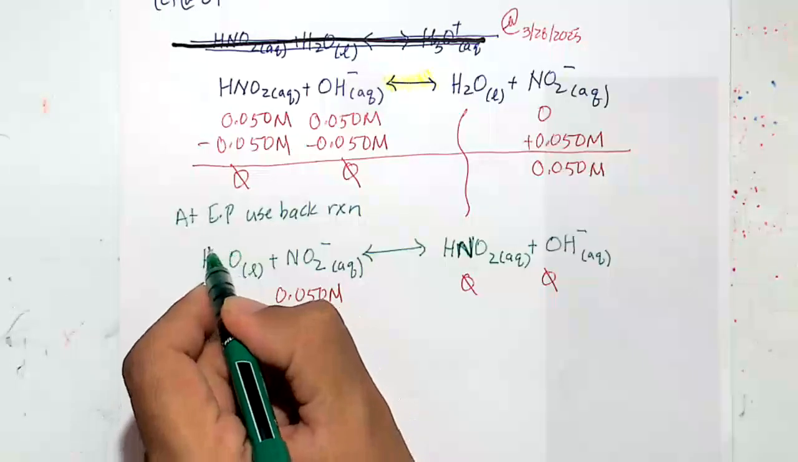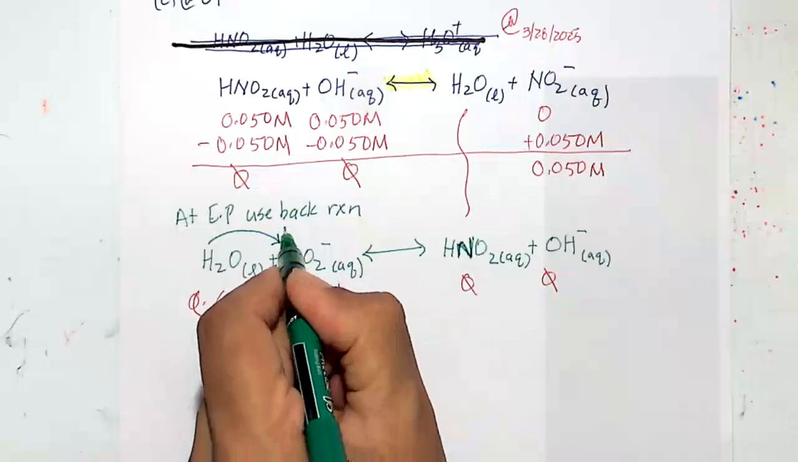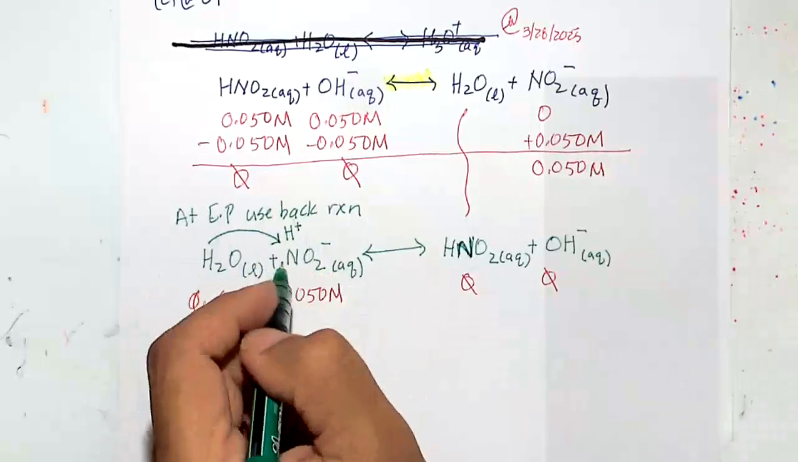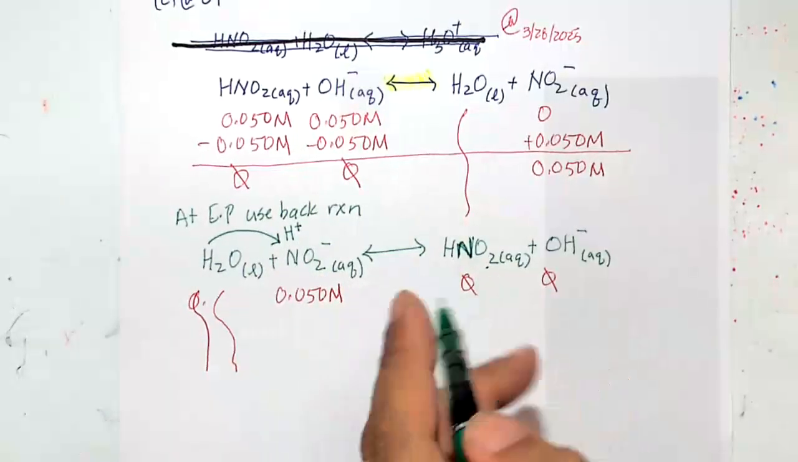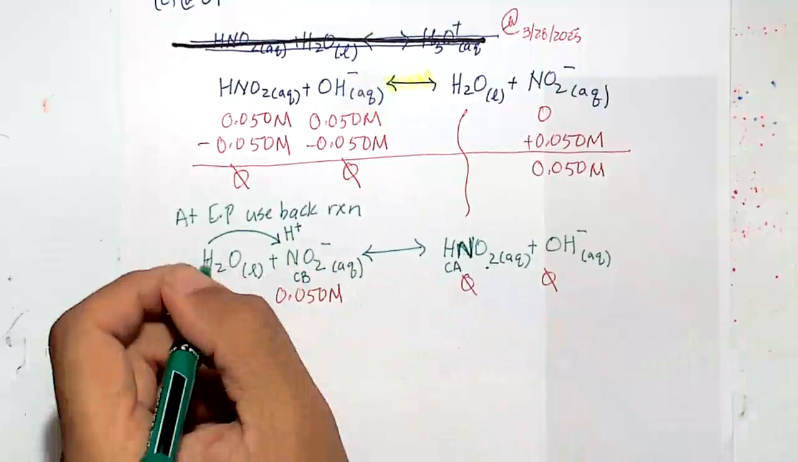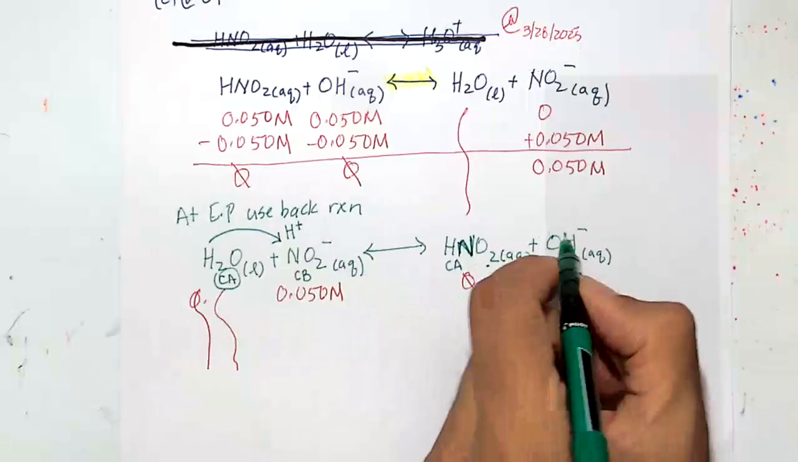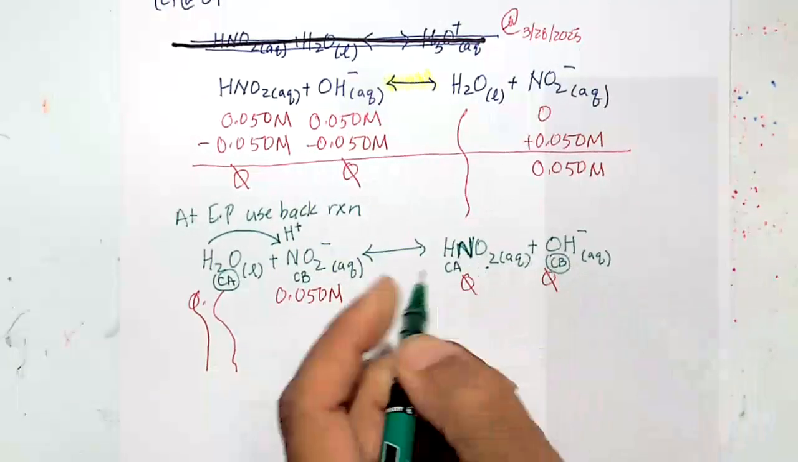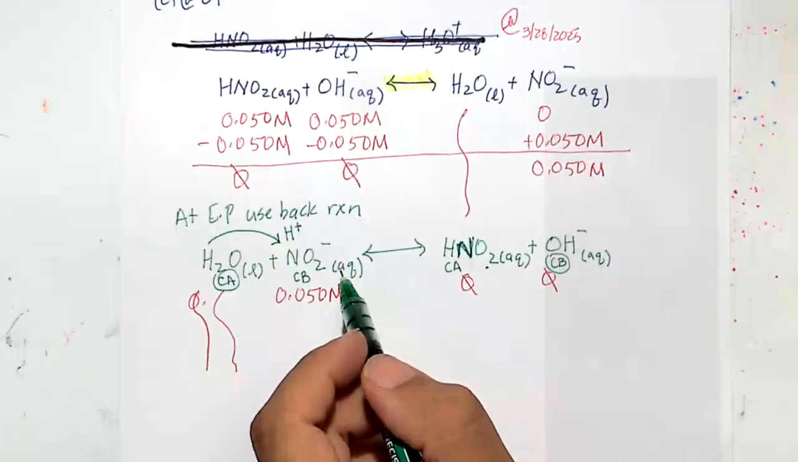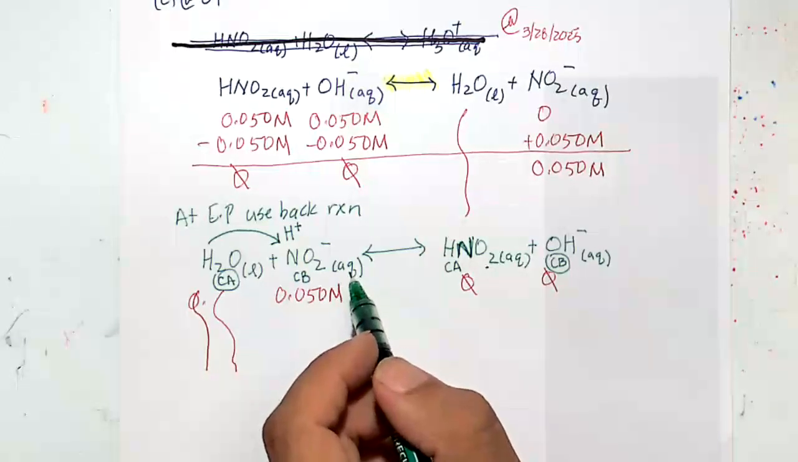So H2O is being the acid. This is the weak base. You give HNO2, so this would be the conjugate acid, and this is the conjugate base. But what type of reaction is this? What type of K is this? Is it Ka? No, it's not Ka. It's not Kw. What will it be?